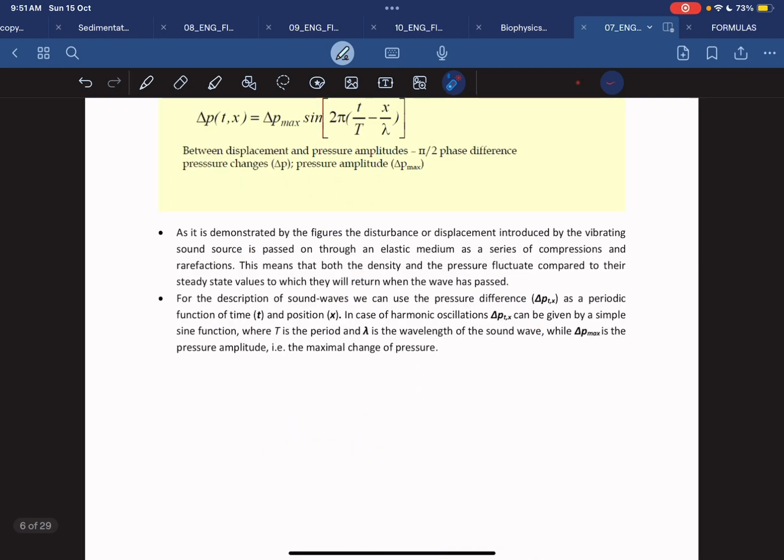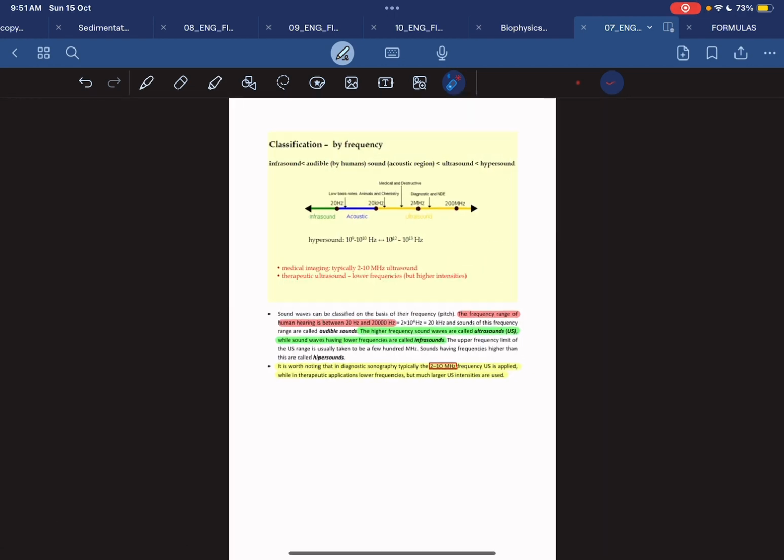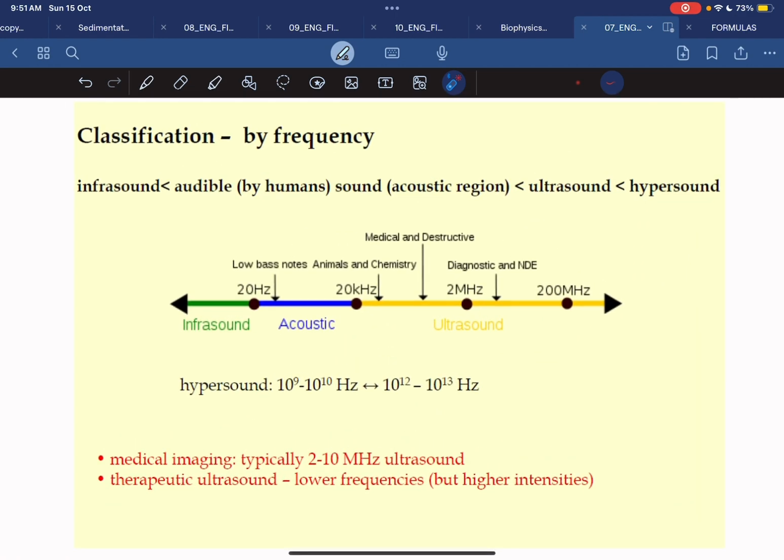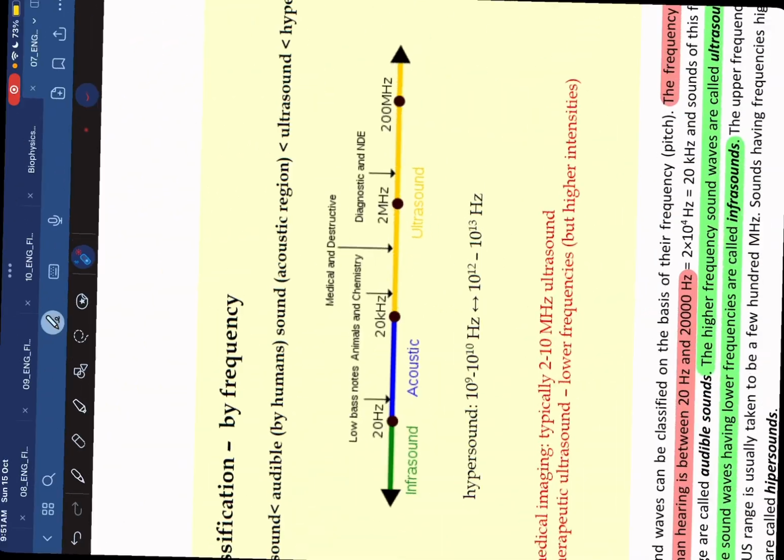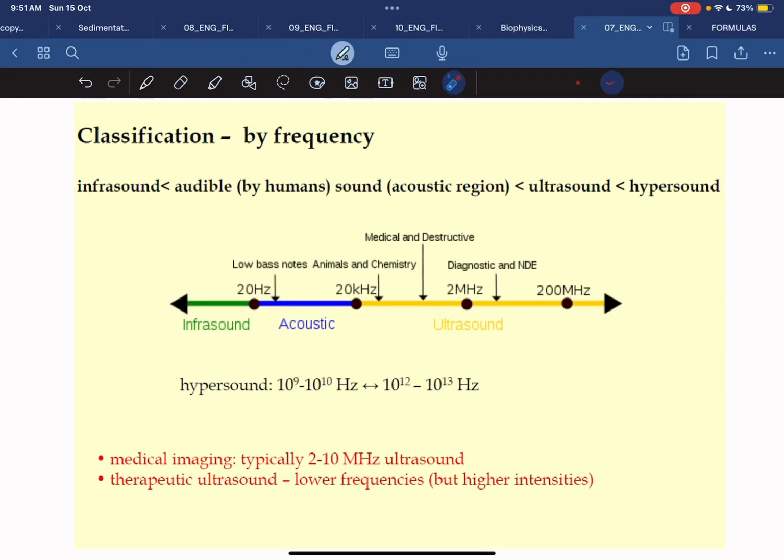Okay, moving on. Classification of frequency. There are some things that we need to know here. Of course, we should know what is acoustic sound. Acoustic sound is the sounds which we can hear. Okay, so that's a very important note, because this may come as a relation-based question or a simple true or false.